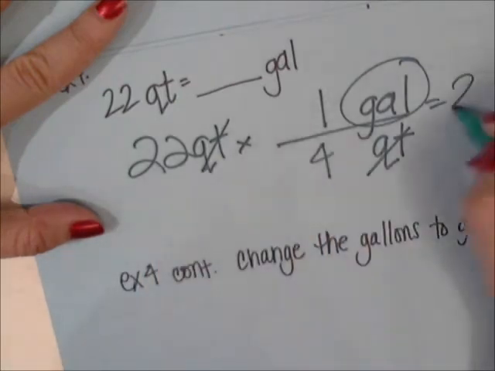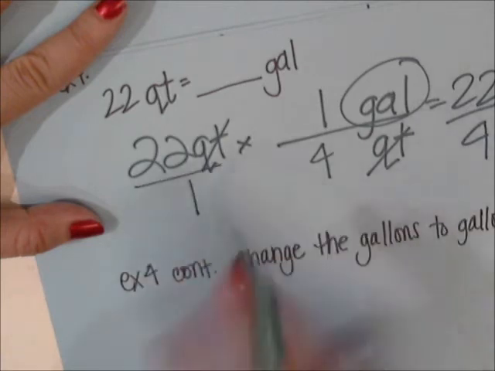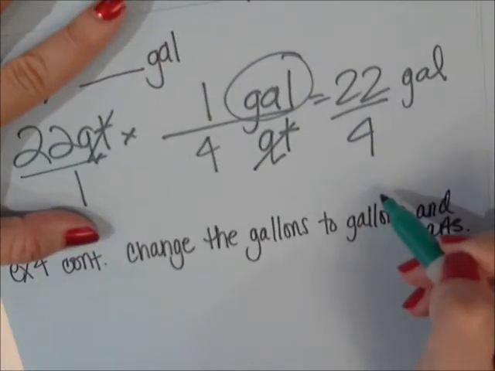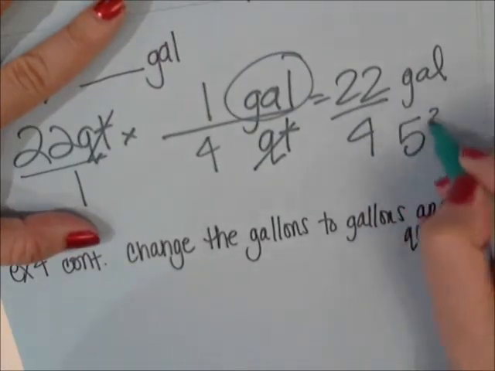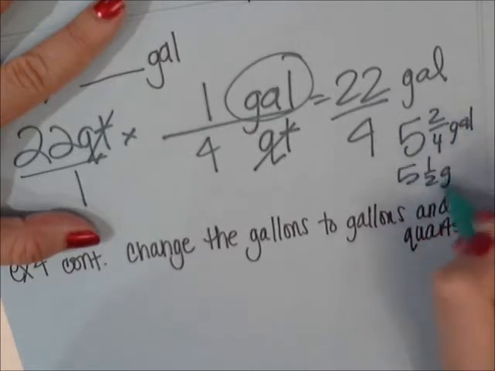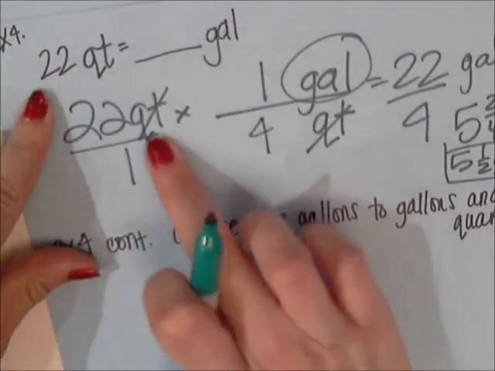22 times 1 is 22. I've got 4 here, which I could put over 1. 1 times 4 is 4, and then I end up with gallons. And then 4 goes into 22 5 and 2/4 gallons, or 5.5 gallons. Final answer.